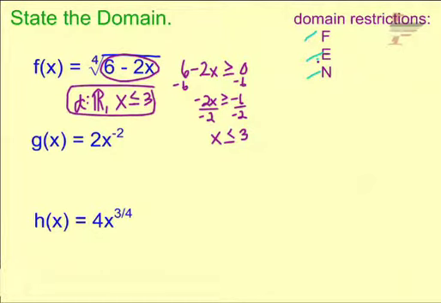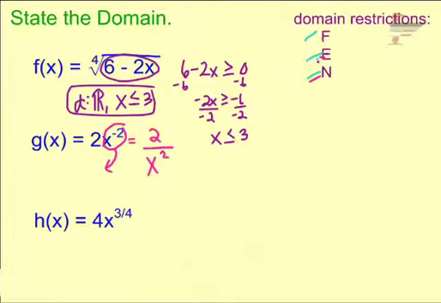Alright, g of x equals 2x to the negative 2 power. So we go through our restrictions. Is x in the bottom of a fraction? No. Are we taking an even root of x? No. Do we have a negative exponent with x? Yes, we do. So this is where we look and say, well, if we have a negative exponent, we actually have to do something with that. It's going to go to the bottom of a fraction. So we end up with 2 over x squared.